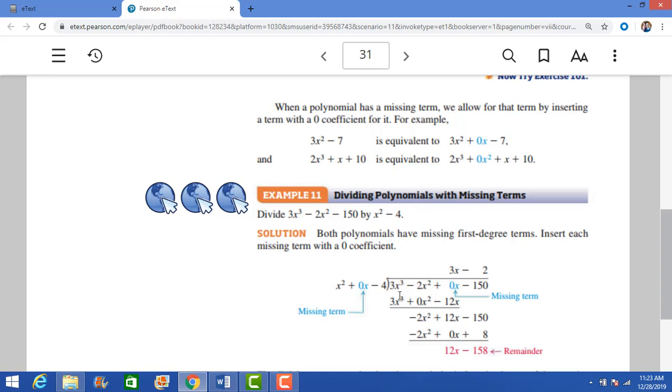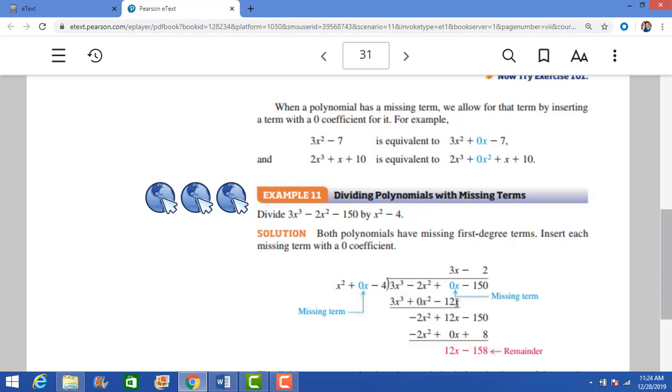So in this case here, how do we get a 3x cubed? Well, we're going to have to multiply by what? A 3x. So there's where the 3x goes. And the 3x goes over the x terms, right? So then we do x squared times 3x gives us 3x cubed. 0x times 3x gives us 0x squared. And then negative 4 times 3x gives us a minus 12x. And so now that we've got all these, we now subtract.